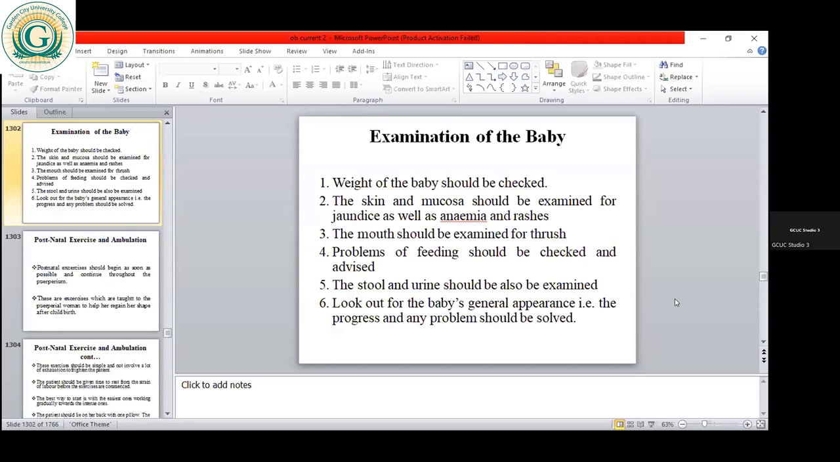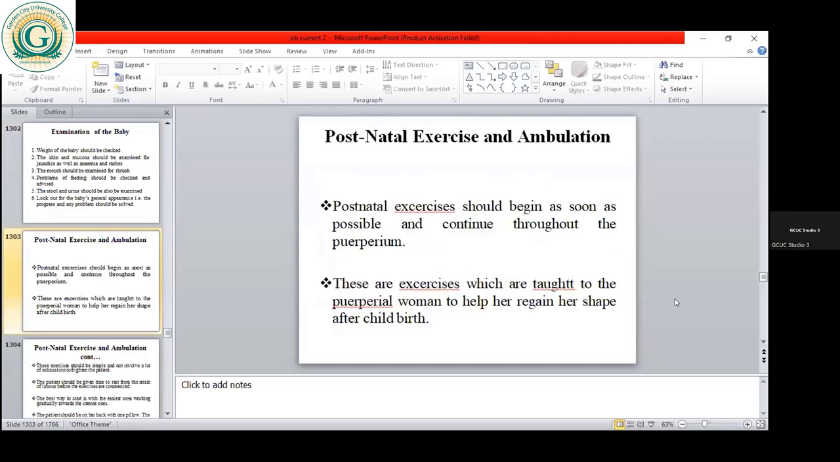Find out from the mother whether there's any problem in feeding. Look at the color and the nature of the stool and urine, and look out for the baby's general appearance. Is the baby doing well? Is she progressing? Any problem with the baby?